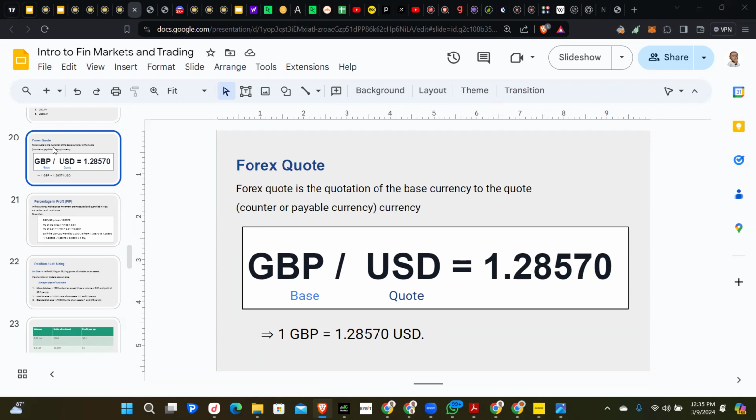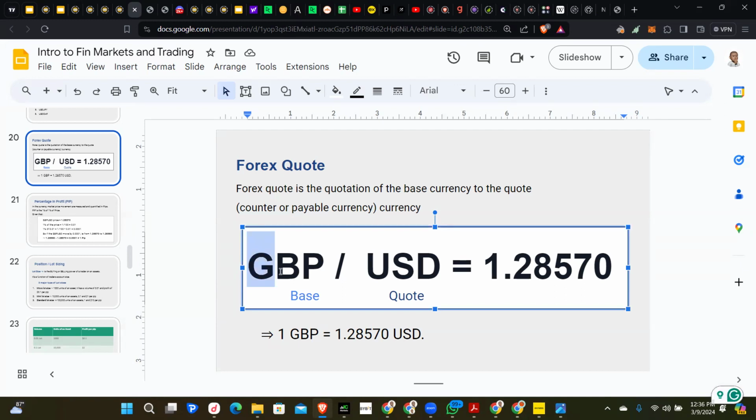Now, the Forex quote simply means a quotation of the base currency to the quote currency, what we call the counter or the payable currency. Take, for instance, if somebody tells you that GBPUSD is trading at 1.28570. So what this simply means is that for you to get 1 GBP, you need to bring $1.28570.